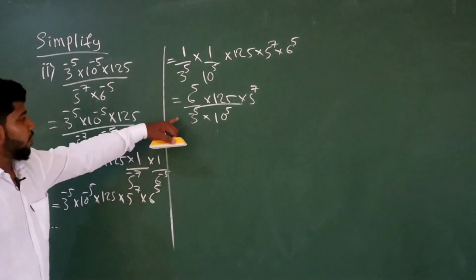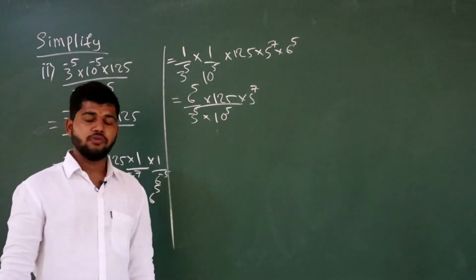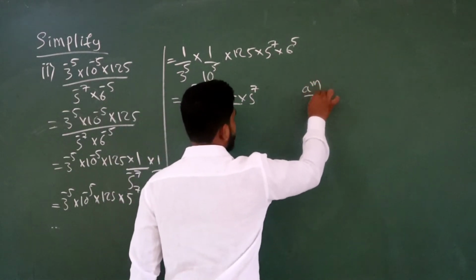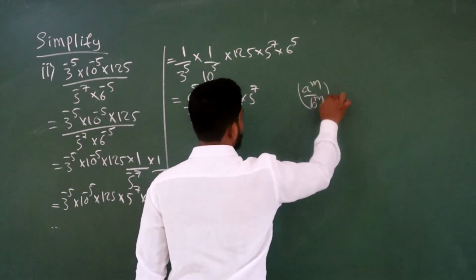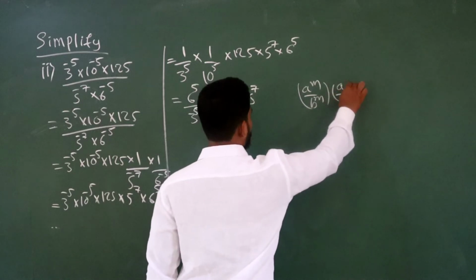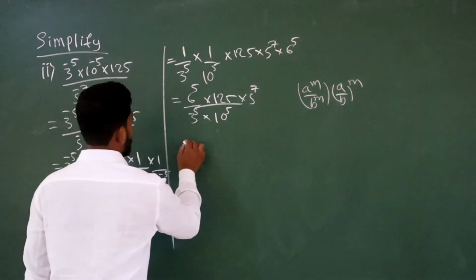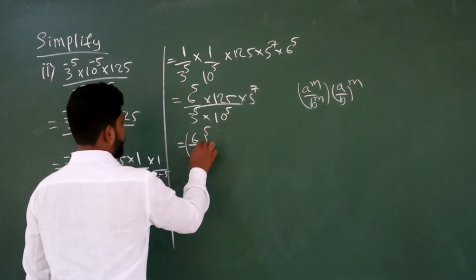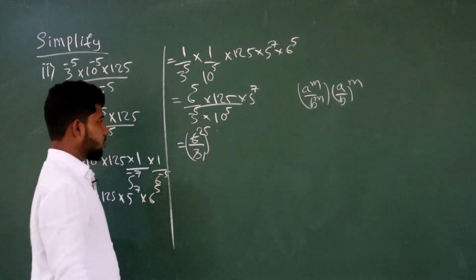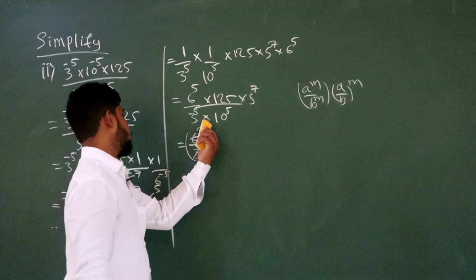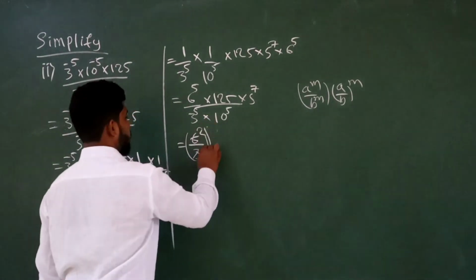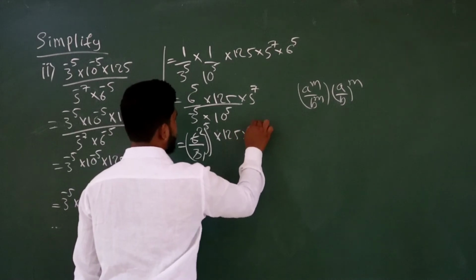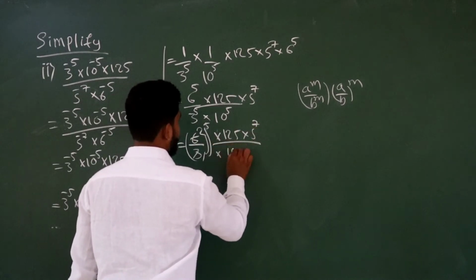Now here 6 power 5 and 3 power 5 are in the form of a raised to m by b raised to m. We can write this as a by b whole to the power of m. So 6 by 3 whole to the power of 5; 3 ones are 3, 3 twos are 6, so 2 to the power of 5, into 125 into 5 power 7 into 10 to the power of 5.